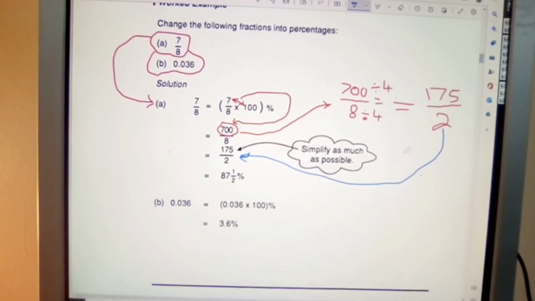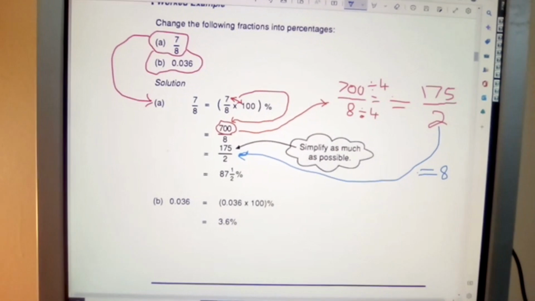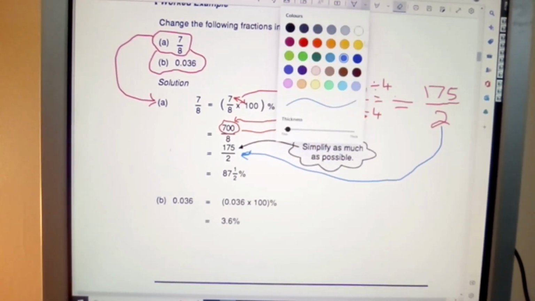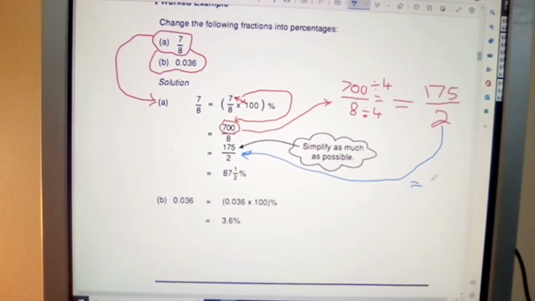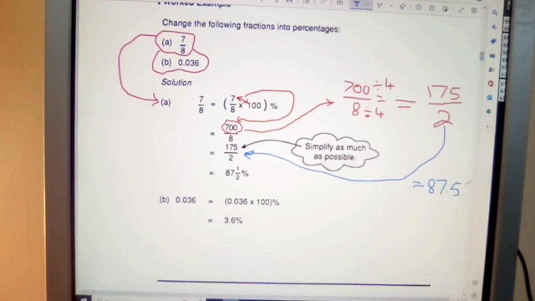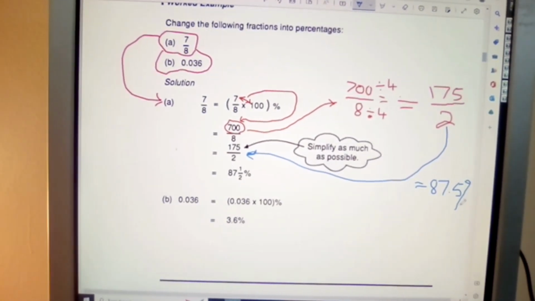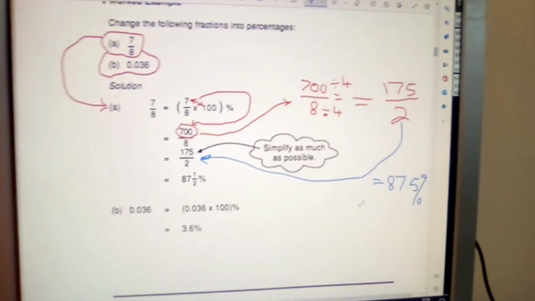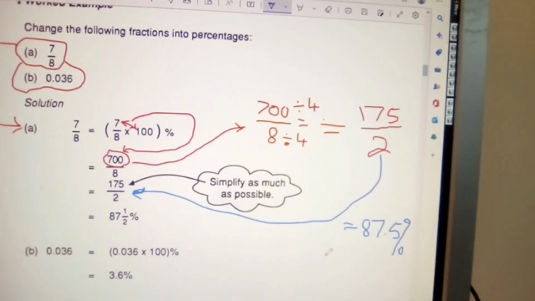equals 87.5%. Okay. And that's what we would be looking at and how to apply that process.